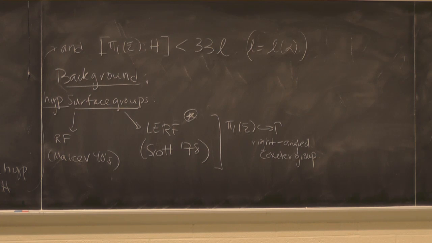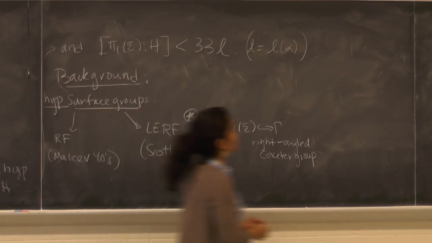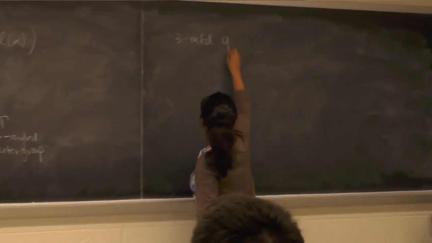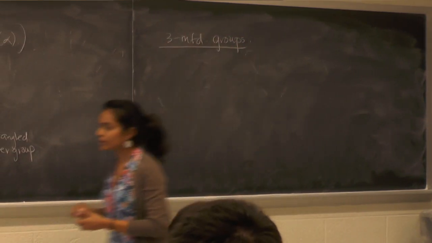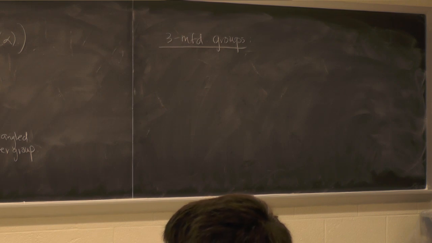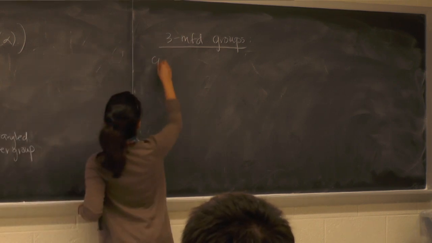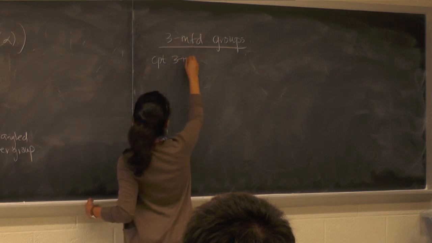So this is what we know about surface groups. What do we know about three manifold groups? For compact three manifold groups, we do know that they're residually finite.